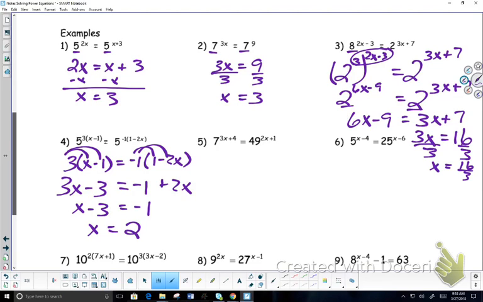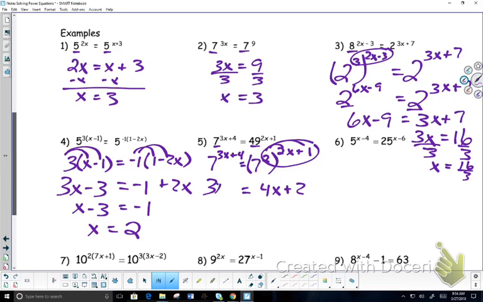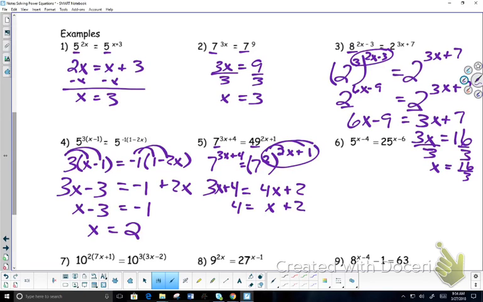The next one, once again, you do not have like bases, 7 and 49. 49 could become 7 squared, raised to the 2x plus 1. So now you can multiply these. So I would have 4x plus 2 if I multiplied those. And then on this other side, my exponents would be 3x plus 4. Since the like bases were 7, I could drop the bases and set my exponents equal to each other. If I subtracted 3x from both sides, I'd be left with 4 equals x plus 2. Subtract 2 from both sides, and I've got x equals 2.